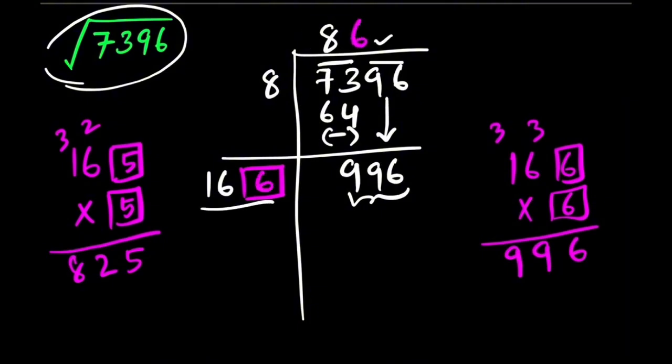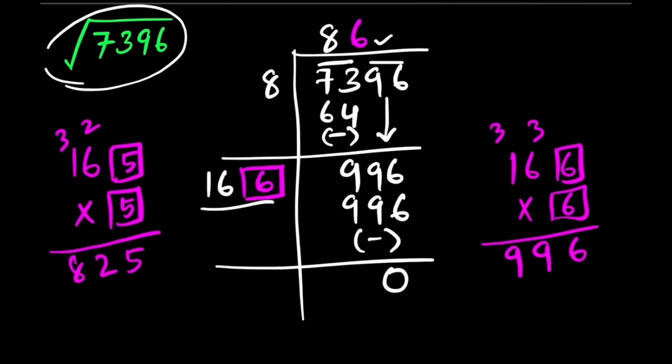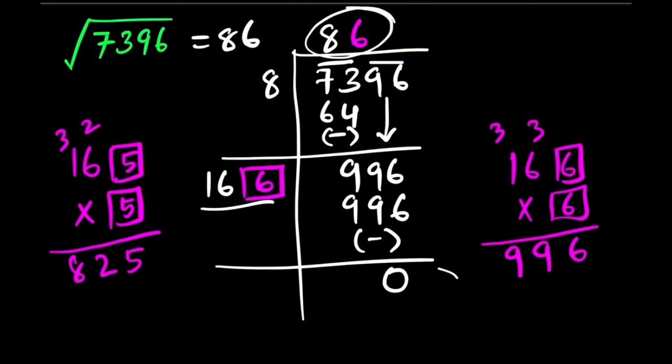Now 166 times 6 equals 996. Subtract 996 from 996, which equals 0. So this is the square root. So the square root of 7396 equals 86. Again, the remainder is 0, which means that 7396 is a perfect square.